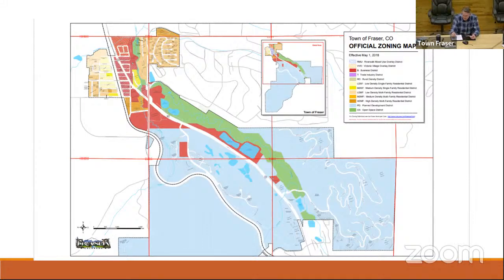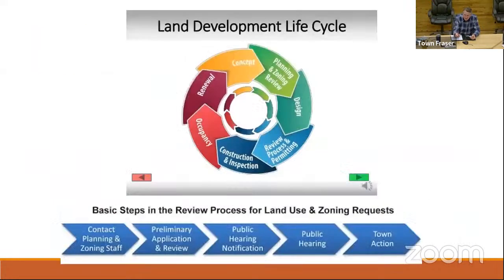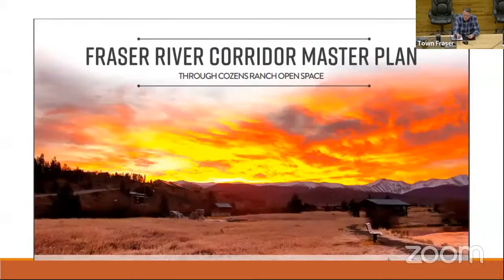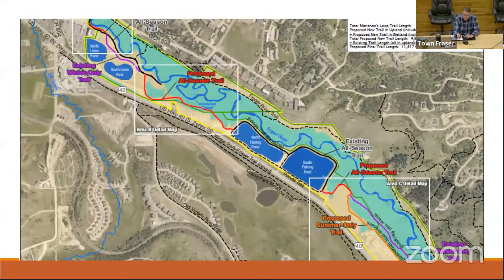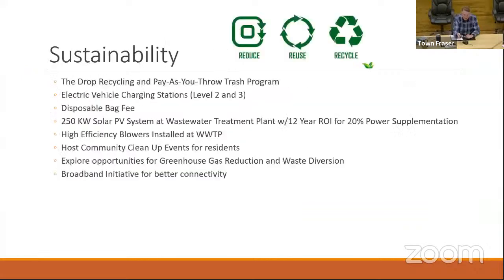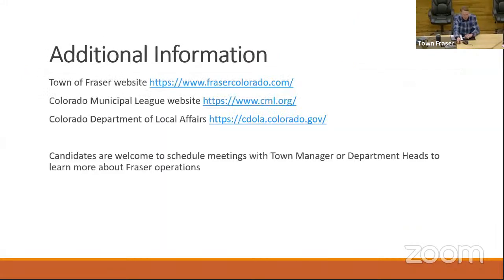Again, I'll leave this open. Let me go to that last slide. There are some resources available that can help you learn how to be a better trustee, a better mayor. For example, on the Town of Fraser website, you can have access to our municipal budget, any of our master plans, the downtown strategic plan, and the Cozens Space open plan if you want to read more information there.